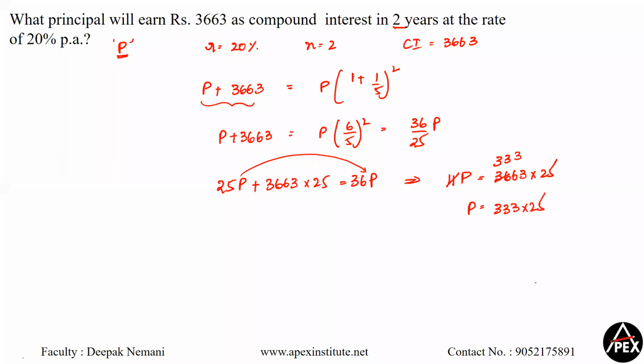Can someone help me out with the calculation part? 8325. So this is nothing but 8325. What was asked in the question? To determine the principal. So the answer for this question should be 8325. Clear, guys? Any doubts? Quick responses. Okay, so moving ahead.